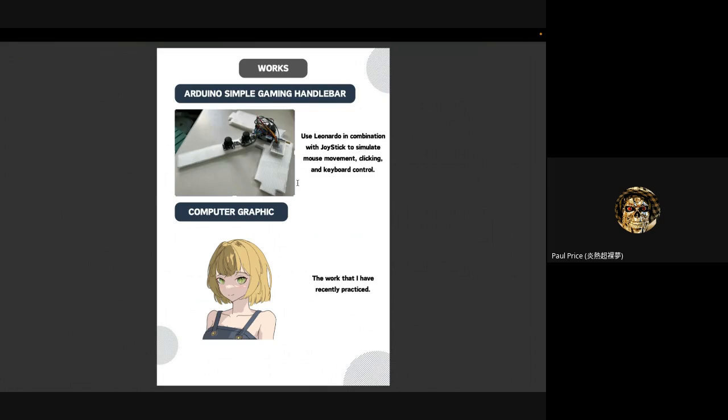The first is a simple game handlebar. It's made by a high school program. It simulates the function of a class of game handles through some simple components. The second is my computer graphic work, which I have been practicing for 2 months. And I am still working hard to improve. Thank you.